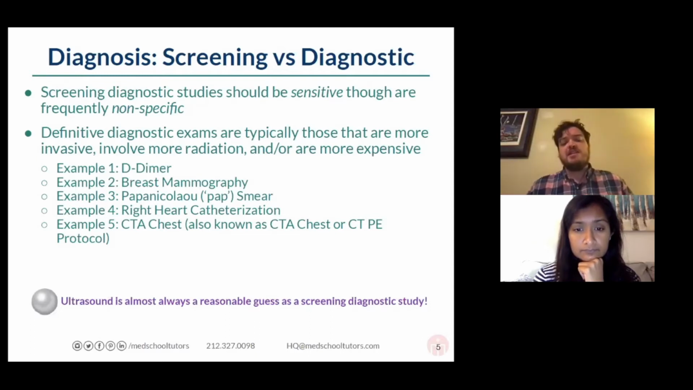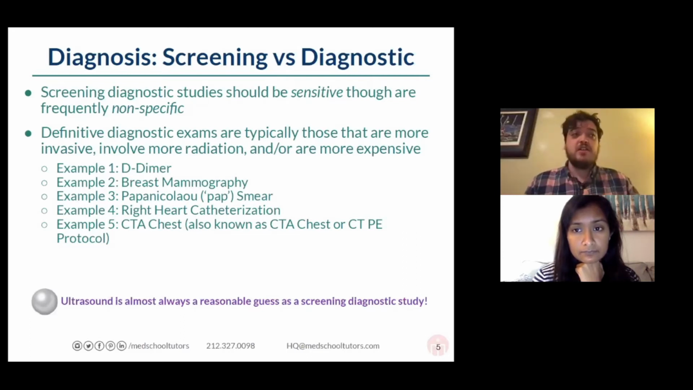Example number five would be a CTA chest, and depending on your institution, it's a CTA chest, CTPE protocol, or just a CT chest with IV contrast. They go by a lot of different names, but this is the definitive exam that we use in the diagnosis of pulmonary emboli. This is a diagnostic exam in that if there are filling defects, which is a lack of contrast in parts of the pulmonary artery, we can say pretty reliably that's probably a pulmonary embolism.